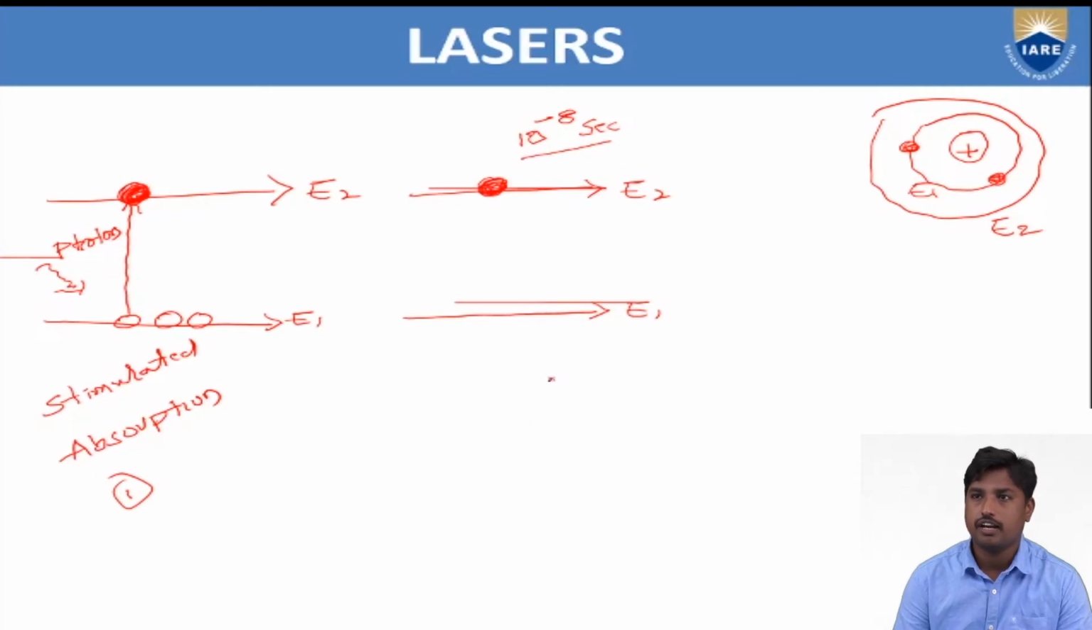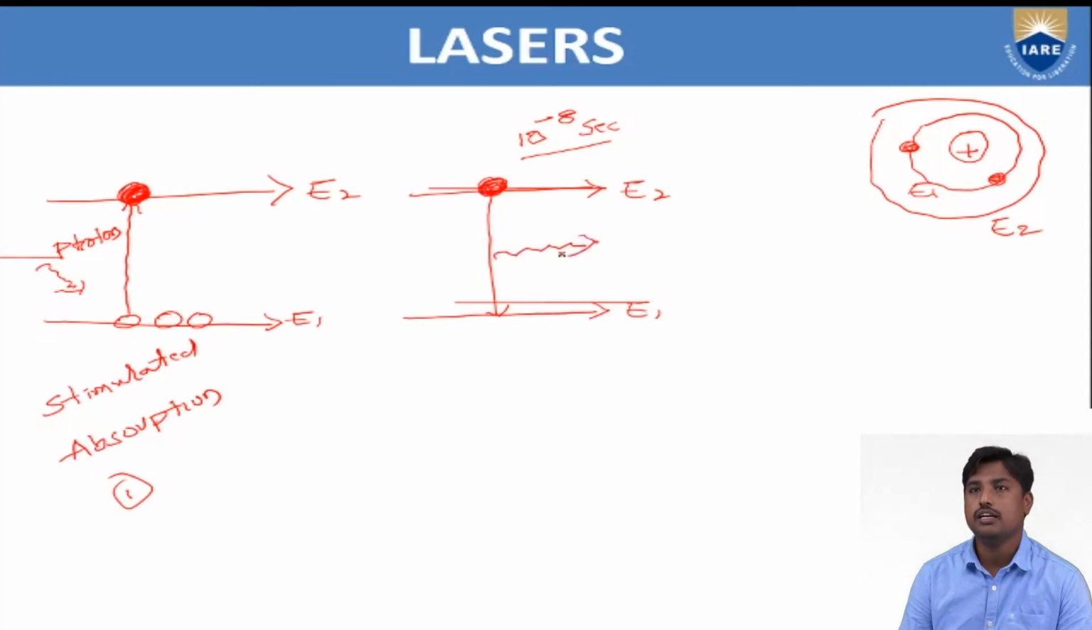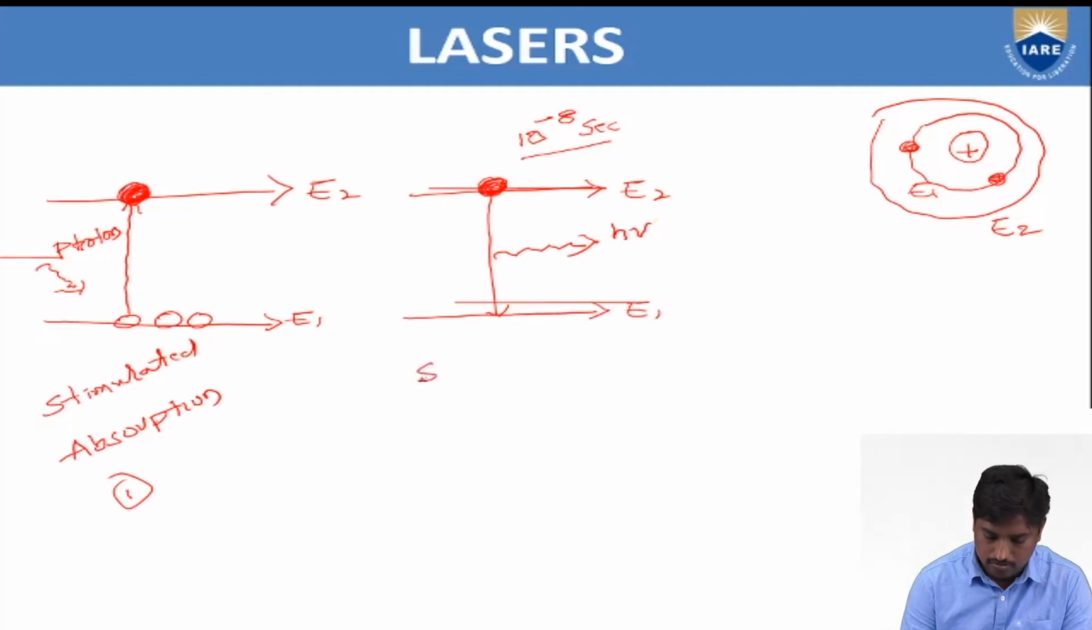After completion of the lifetime, the electron automatically de-excites to the ground state energy level. Spontaneously, the electron is de-excited to the ground state energy level. While de-exciting to the ground state, a photon is released by the electron. The photon energy will be h nu. So this is spontaneous emission.